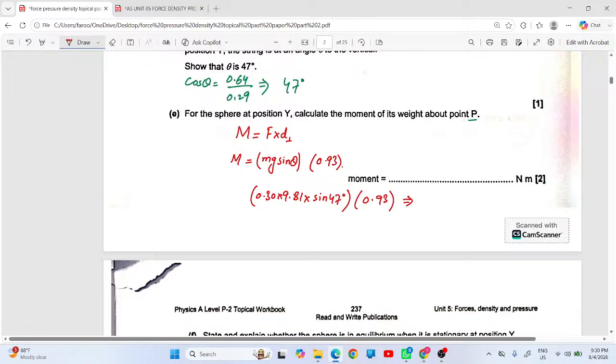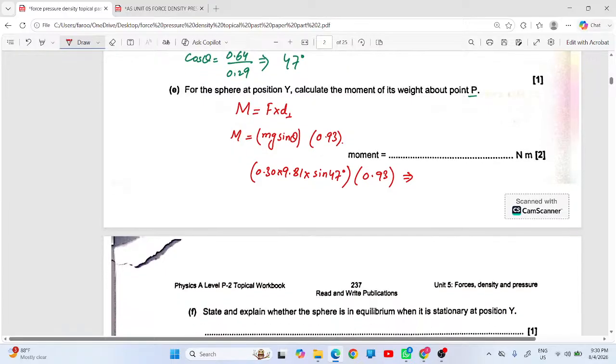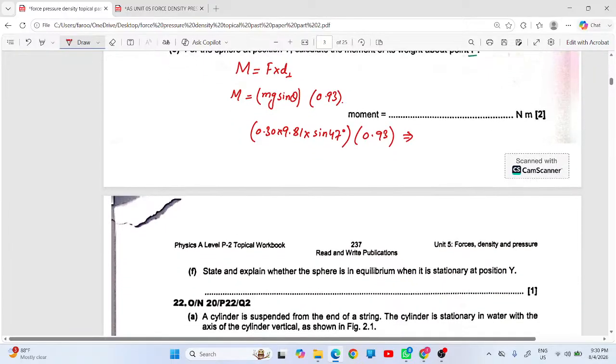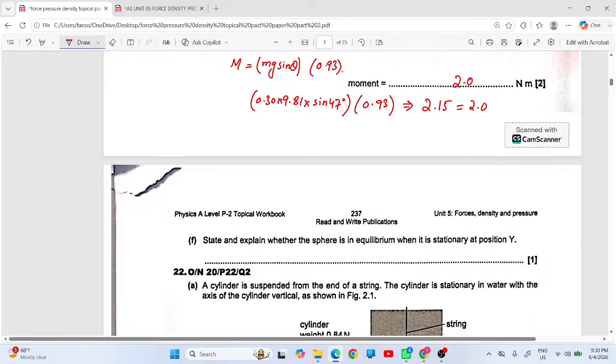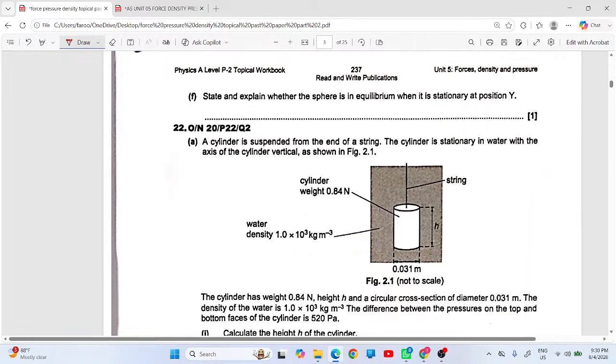check करें. 2.15, 2.2 ही लिख देते हैं 2.15. आंसर क्या है, 2.15, 2.2 भी हो सकता है. Okay, next is state and explain whether the sphere is in equilibrium when it is stationary at point y.